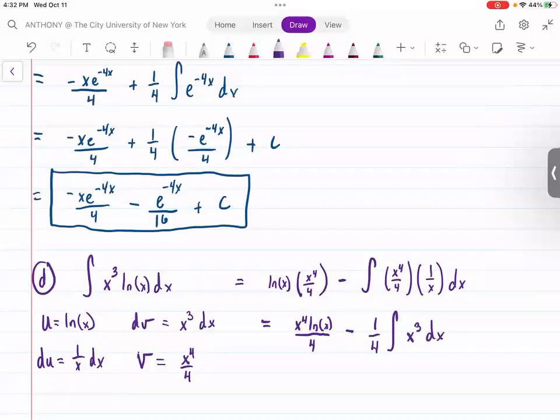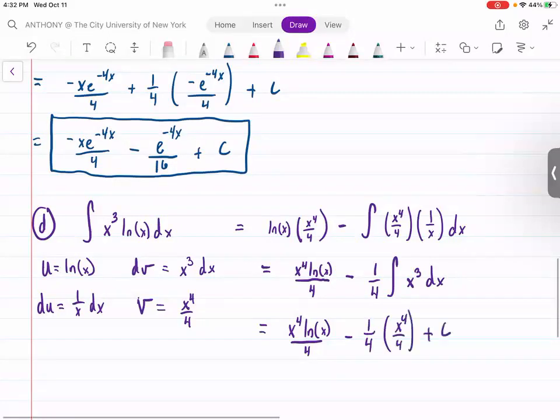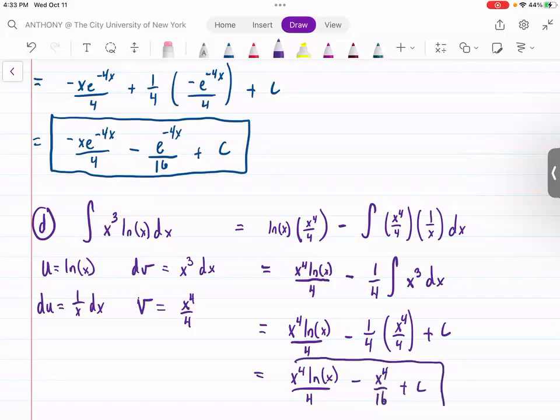dx. Now, let me ask you this question. Did we find the antiderivative of x to the third before? Yes or no? Yeah. So the integral of x cubed is x to the fourth over 4. So I just have one more line to write. We have x to the fourth ln of x over 4 minus 1/4 of x to the fourth over 4 plus c. You can clean this up a little bit. Rewriting the second expression, 1/4 of x to the fourth over 4 is now minus x to the fourth over 16 plus c. And that will be your final answer.